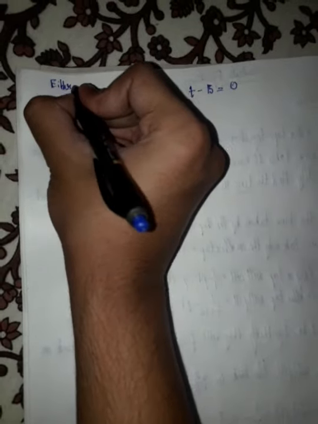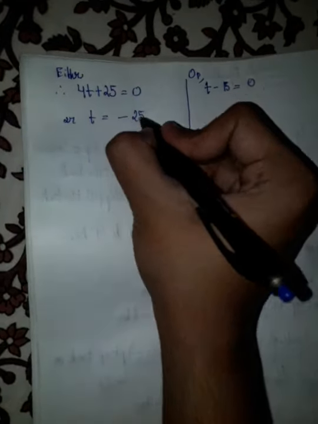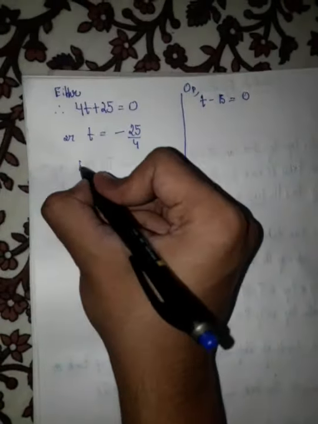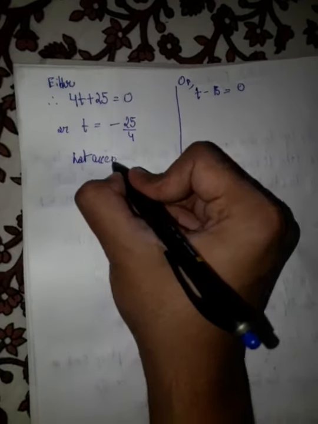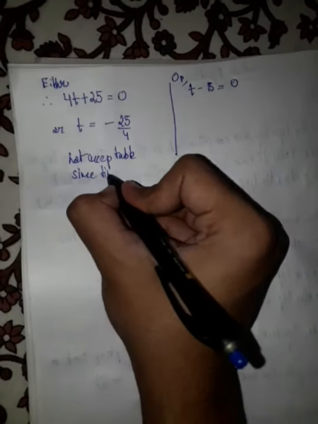So we need to find the values only here now. So first one was 4t plus 25 equals 0, and another one was t minus 15 equals 0. It's either or, you know. So from here we will find t equals minus 25 by 4, which is not acceptable, since time cannot be negative.